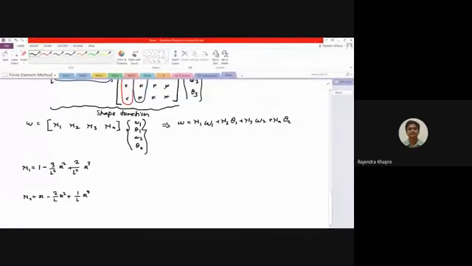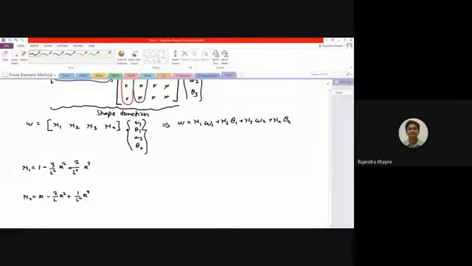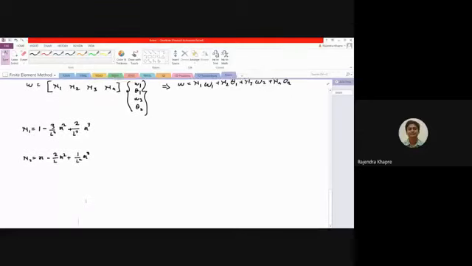Please somebody cross check whether it is correct or not. Yes, students, please cross check. So 1 upon L square into x cube. So inverse, just a minute. Yes, 1 upon L square, correct. Correct. Okay, now similarly, we can have the value of N3 also.